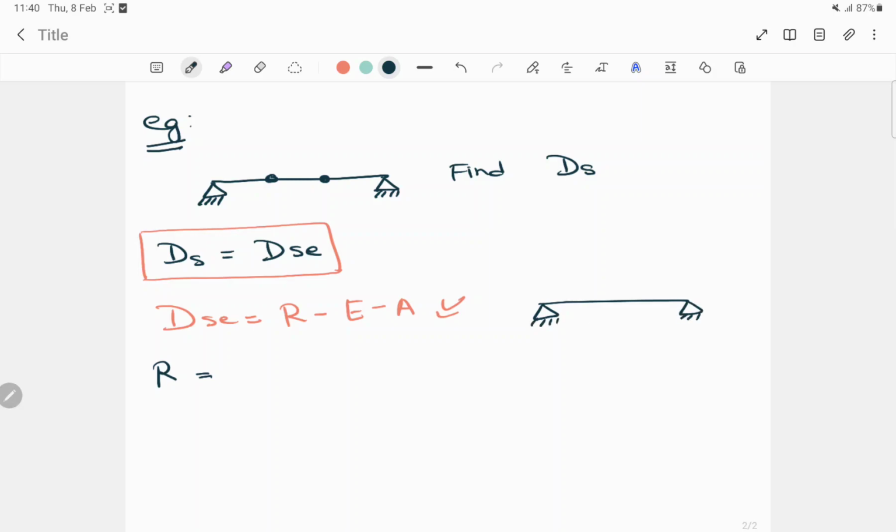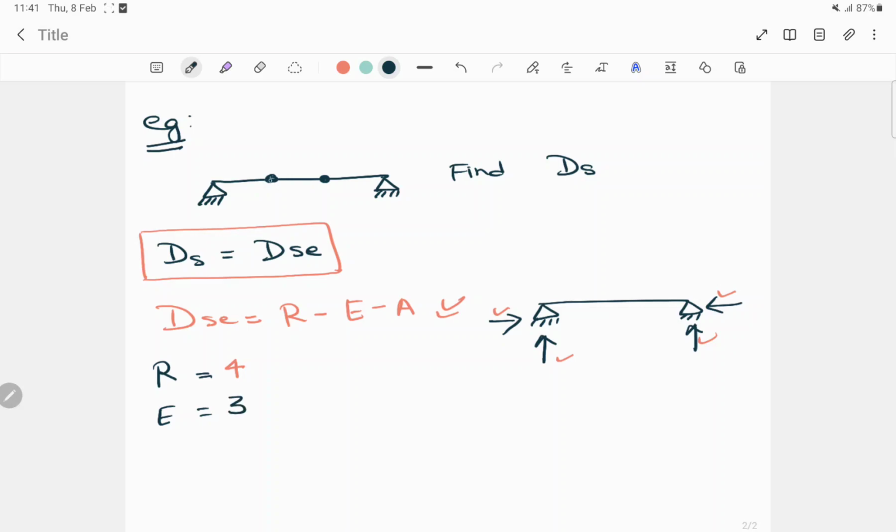So the number of unknown reactions in the case of the hinge is 2, that is vertical and horizontal. Here also it will be like this only. So the total number of unknown reactions here is 1, 2, 3 and 4. Okay, 4 unknown reactions are present, and E is the number of equilibrium equations. So we know that it's 3.